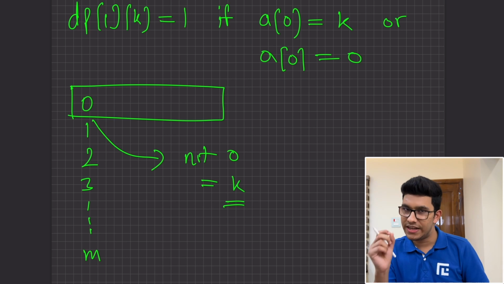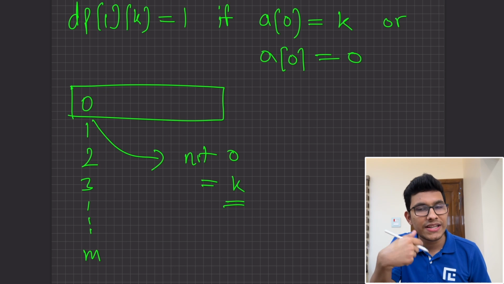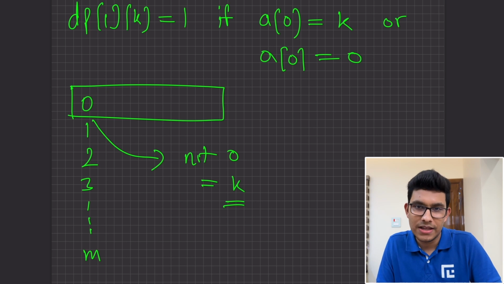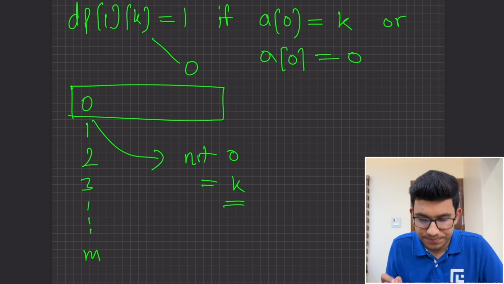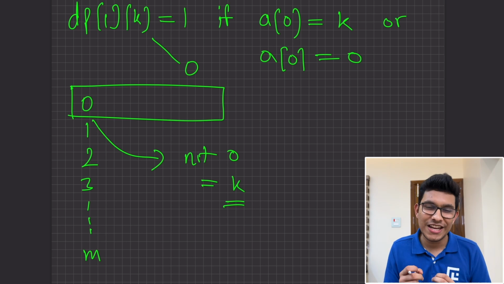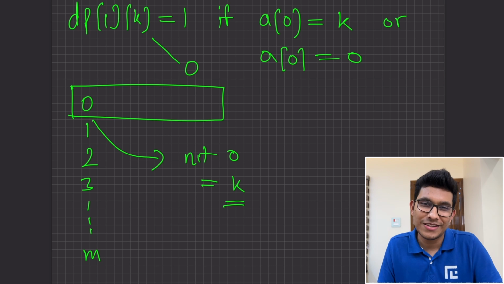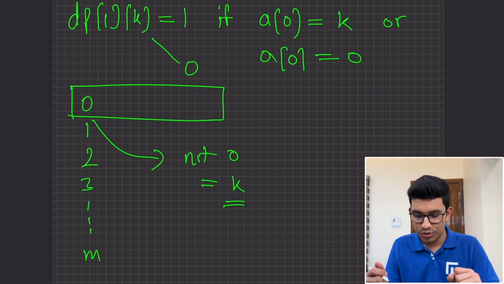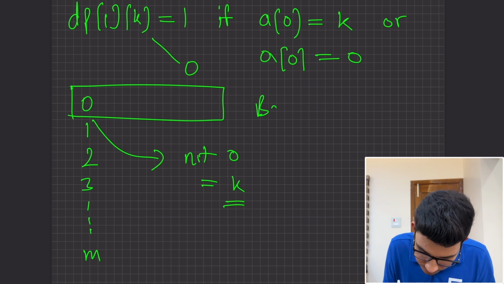If it is equal to 0, then yes, there is one way to fill it. You can fill it with that k itself. If a of 0 is already equal to k, then yes, there is one way as well. But it is equal to 0 otherwise. If, let's suppose, the first element itself is a 10 and you are saying dp of 1 comma 20, that will not work because you cannot put 20 at the place of 10. It is already filled there. So this is the base case.